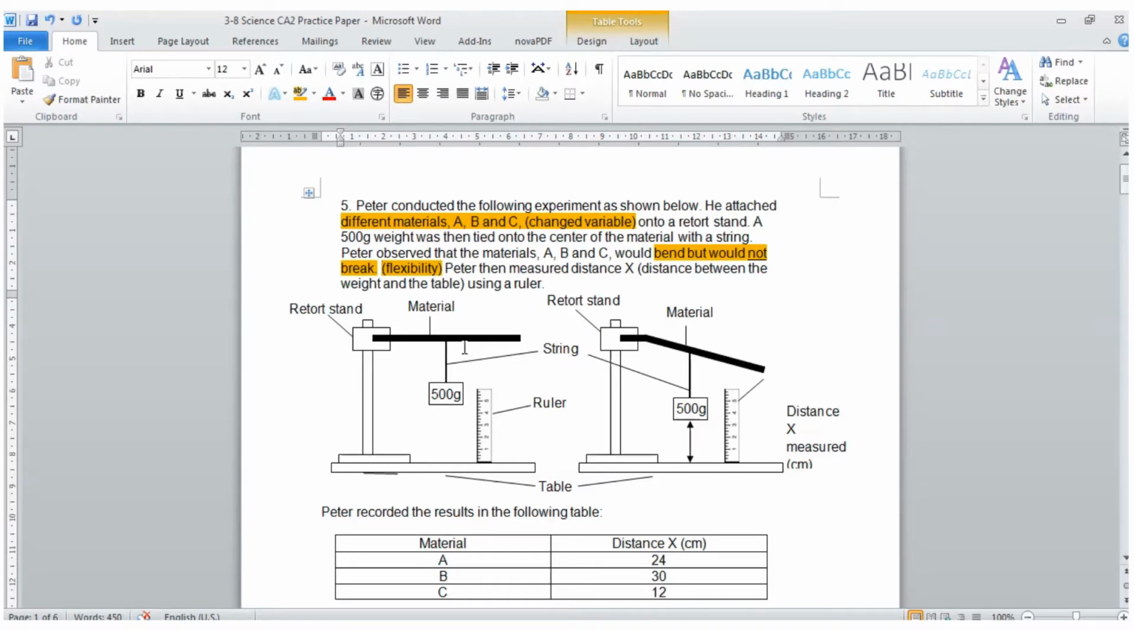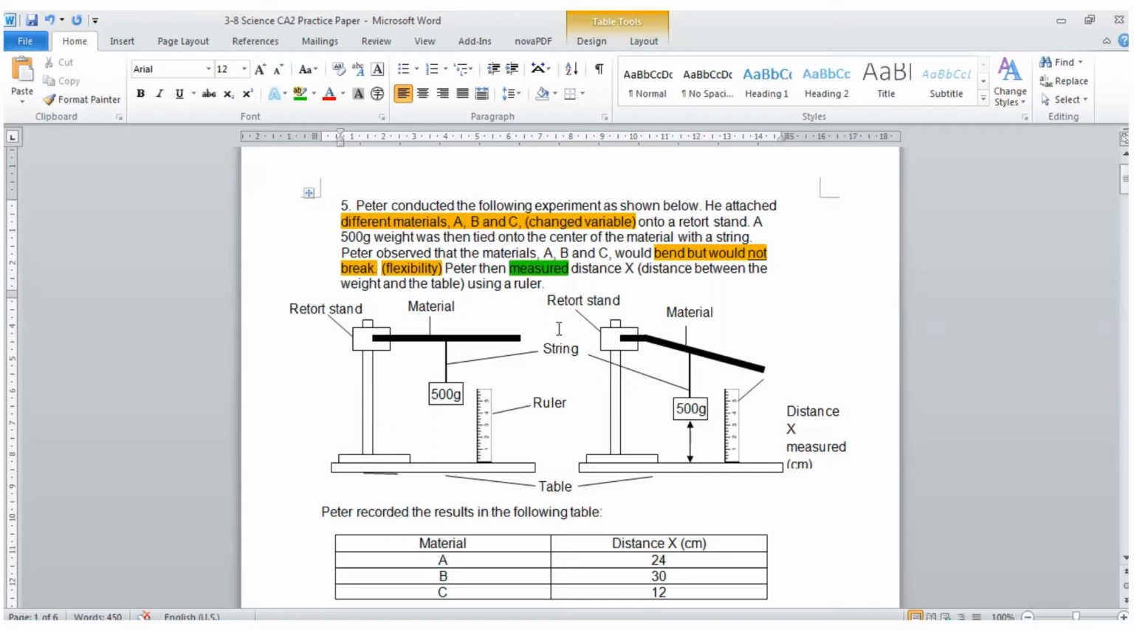Now, then he measured distance x. Can you see this is the distance x here, this ruler here? He measured distance x, which is the distance between the weight, this is the weight, and the table. So this is the distance, using a ruler. Now, here we have a major keyword here, measured. Sometimes they might write it as measured, sometimes they might write it as recorded. It means the same thing.